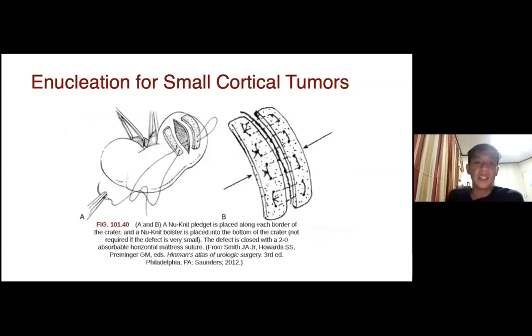In closure, this is actually a new net pledget. It is placed along the border of the excised renal parenchyma, and in the bottom of the incision. The defect is then closed with 2-0 absorbable suture using a horizontal mattress, as seen in letter B. The suture is placed along the internal parenchyma to avoid tearing.